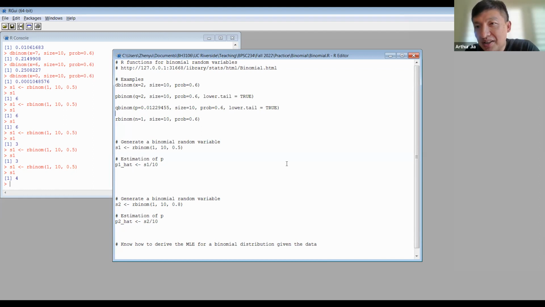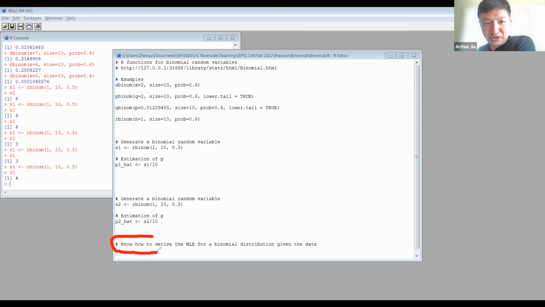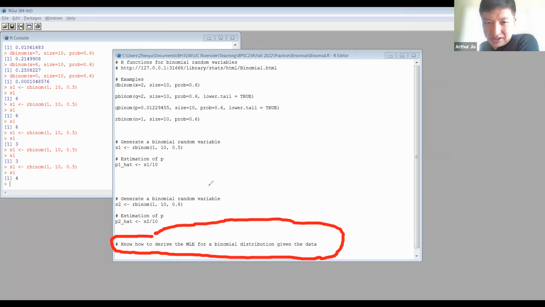So, any questions for today? Today there are some big ideas. Don't forget, for this week we try to estimate R, the recombination probability or frequency between 2 loci. When we have the data, we know how to estimate that R. This is why we need to know how to derive the MLE, maximum likelihood estimation, for a binomial distribution given the data.